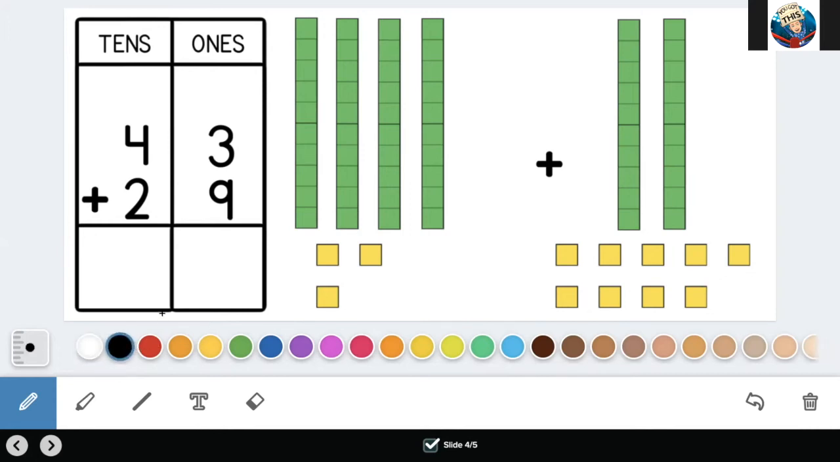The first thing that I'm going to do is count my ones to make 10 and then circle that group of 10. So I have 1, 2, 3, 4, 5, 6, 7, 8, 9, 10. Circle them, make that group.